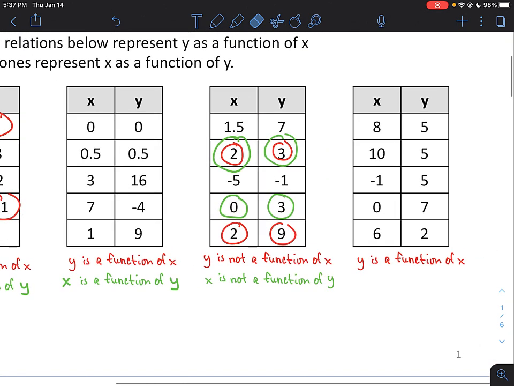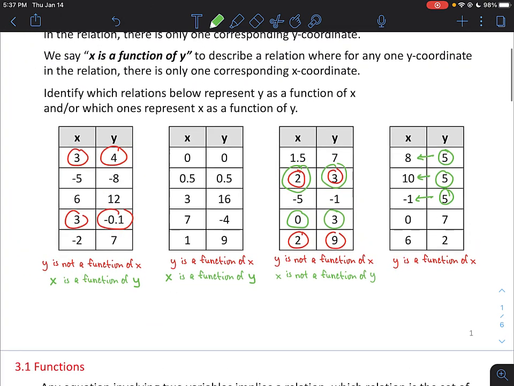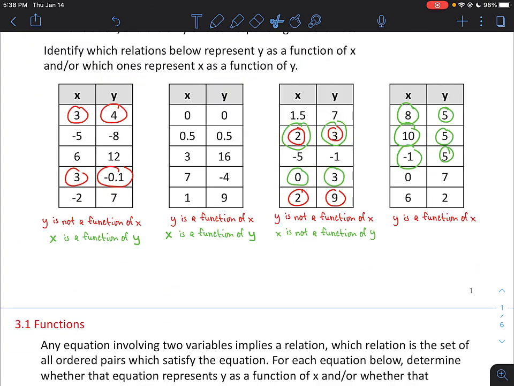And in the last relation, look for any repeats in the y, and there's several of them. I see a bunch of 5's. This direction you can see that one y coordinate actually corresponds to 3 different x coordinates. But again, that's a violation of this statement that's made right here. X is not a function of y.